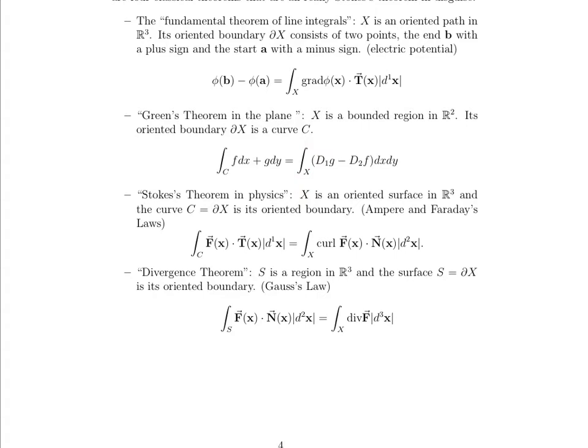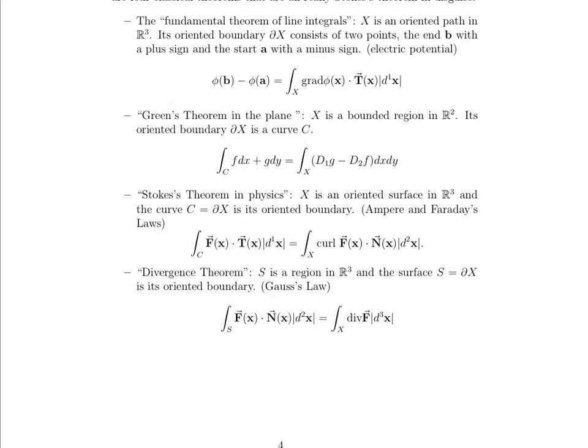Stokes' theorem in physics, x is now a surface. Remember, in Green's theorem, it is a bounded region, but in Stokes' theorem in physics, x is a surface, and then C is an oriented boundary of that surface. And so you can choose between integrating the curl over the surface or doing a line integral of a vector field over the boundary. And last but not least, the divergence theorem.